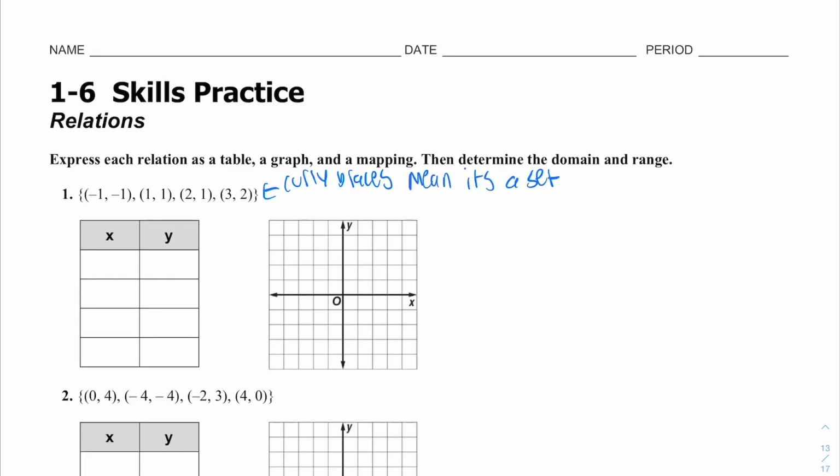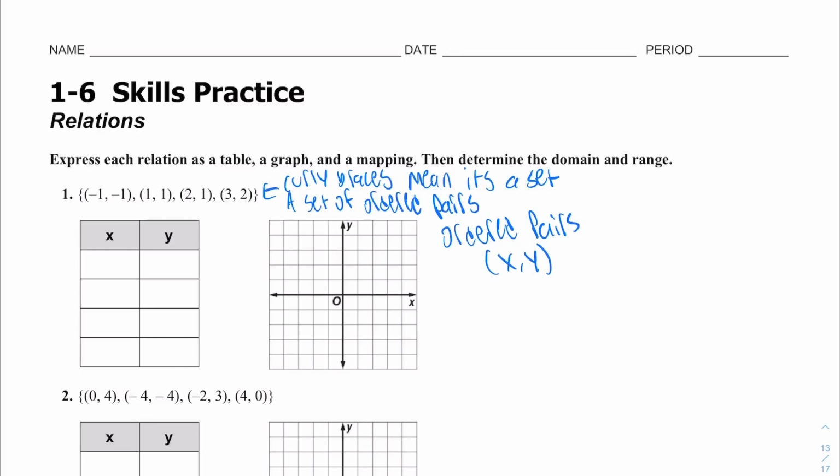And what's inside that set is ordered pairs. So here we have a set of ordered pairs. And every ordered pair is the x's and y's together. So you have an x paired with a y, that's an ordered pair. And whenever you have a list of them, you write them with commas and the curly braces around them.